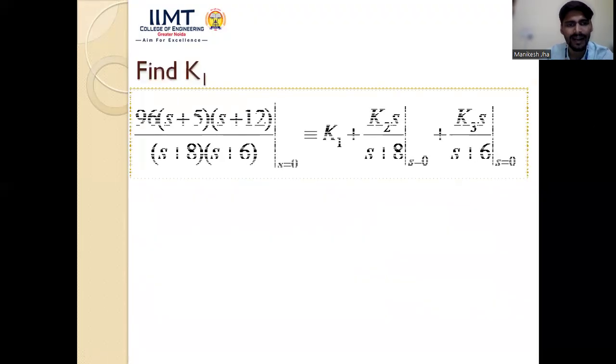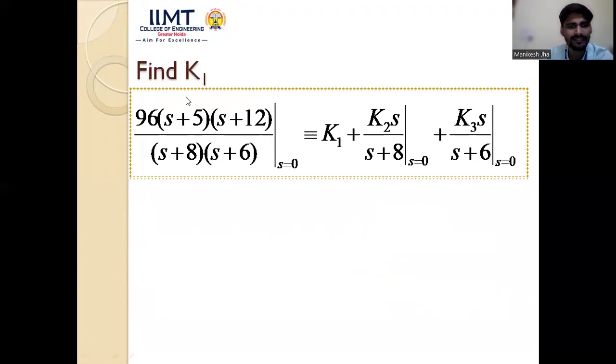How do we find it? For finding k1, the polynomial given is 96 (s plus 5)(s plus 12), evaluated at s equal to 0. So k1 plus k2 s upon s plus 8 at s equal to 0 plus k3 s upon s plus 6 at s equal to 0. When we put s equal to 0, the second and third terms, k2 and k3, get cancelled out because they become 0. So from here we get k1.